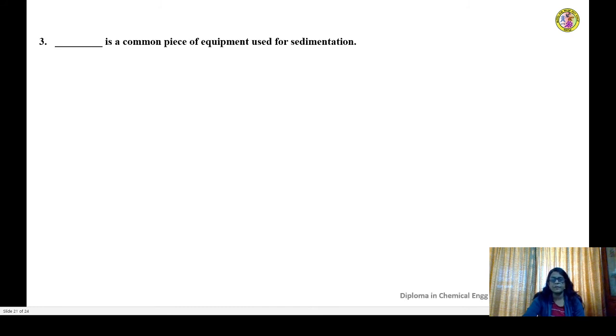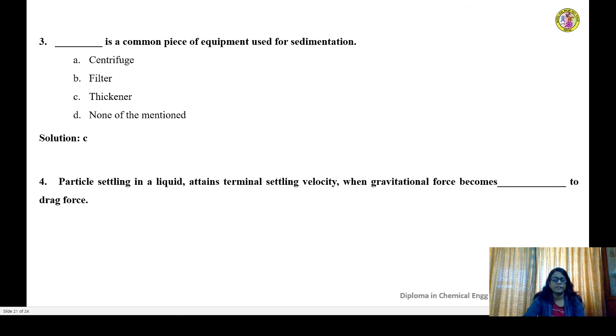The third question is coming up. Dash is a common piece of equipment used for sedimentation. So is it a centrifuge? Is it a filter? Is it a thickener? Or is it none of the above mentioned options? So you all know the answer very well. So it is a thickener in which the sedimentation is carried out. So whichever equipment that involves sedimentation principle to separate solids from liquids in a suspension is called a thickener. So option C is the right answer for the question.